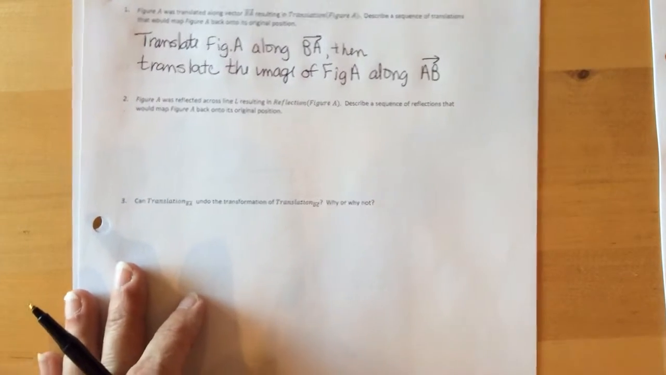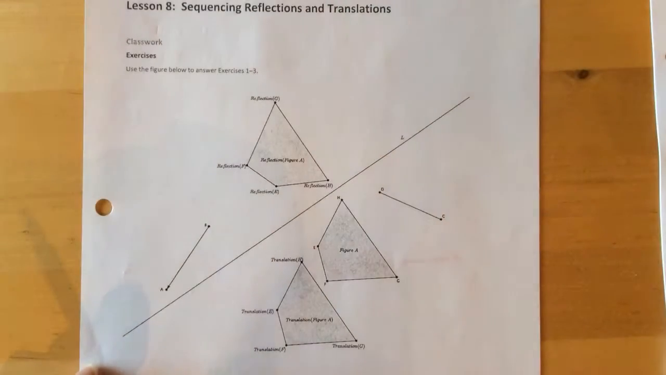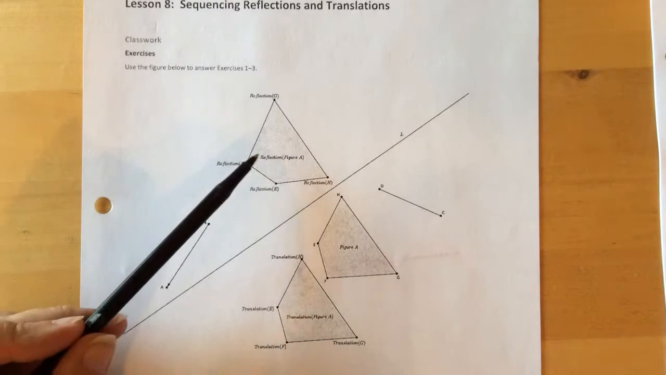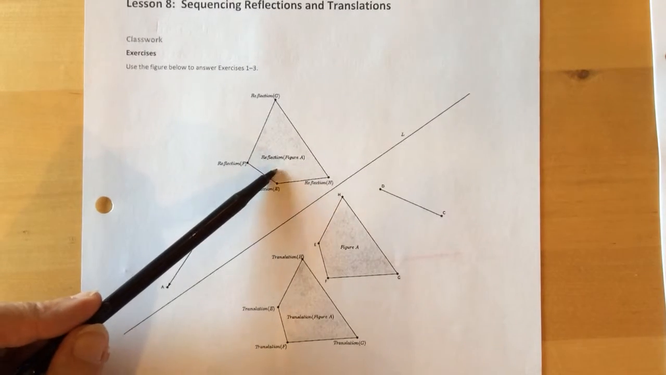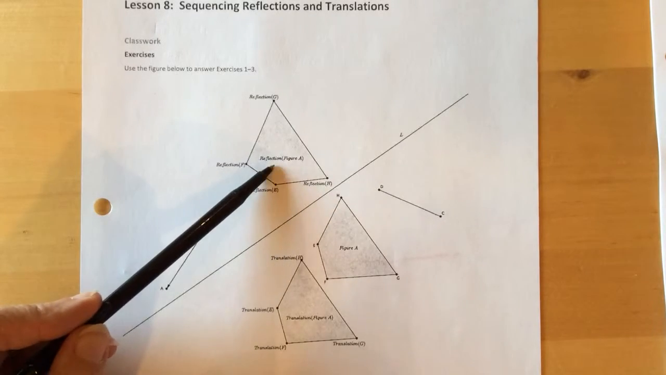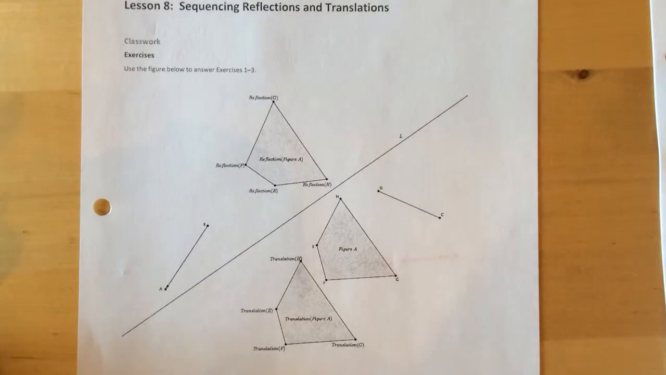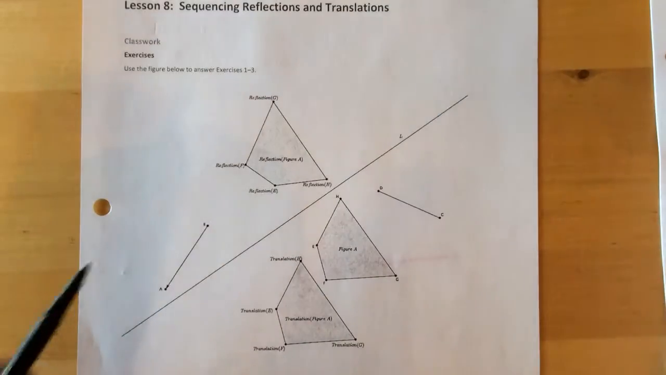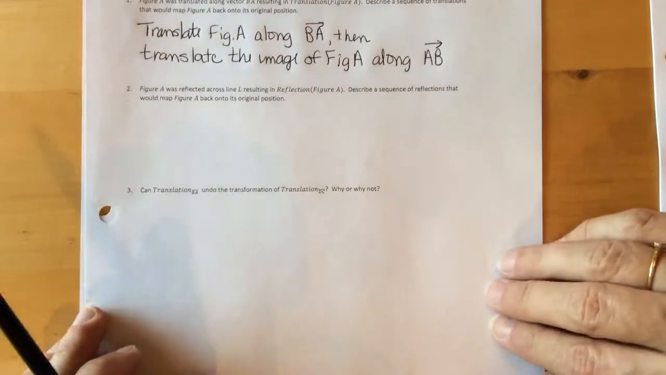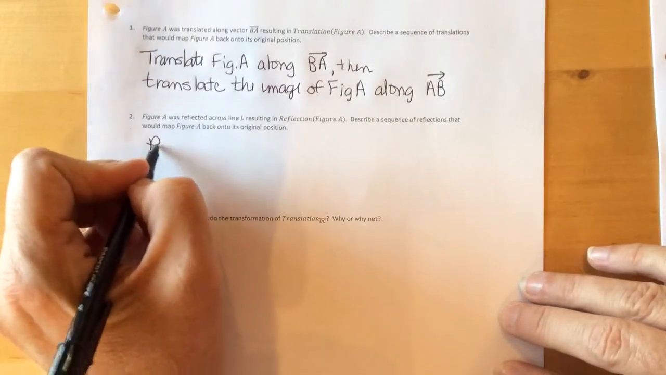Okay, so let's look at the next one. Bring my picture back up here. So here we are. Figure A was reflected across line L, resulting in reflection of figure A right here. Describe a sequence of reflections that would map figure A back onto its original position. Okay, so this one's pretty simple, right? We're just going to reflect it back because, as we just talked about, a reflection is its own undo or its own inverse.